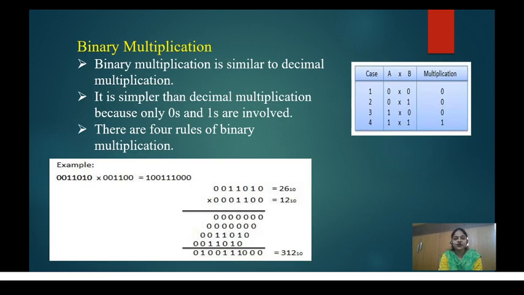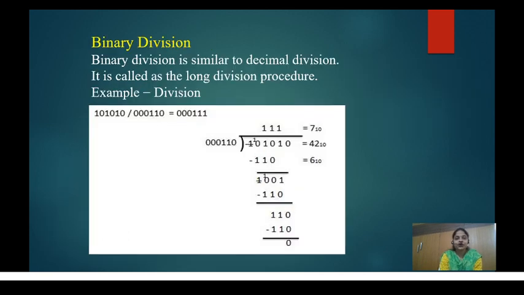Next, binary multiplication is similar to decimal multiplication. When you multiply 0 into 0, you will get 0; 0 into 1, 0; 1 into 0, 0; 1 into 1 is 1. So, by using this table, you can do the binary multiplication in a similar way as we do in decimal. Binary division is also similar to decimal division.